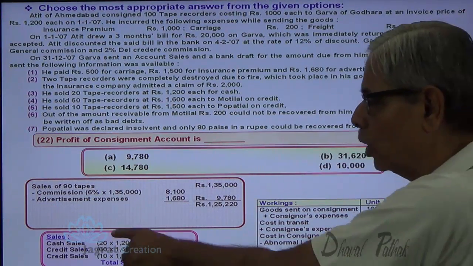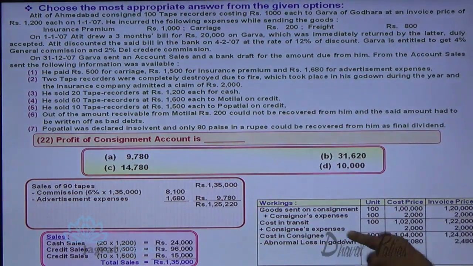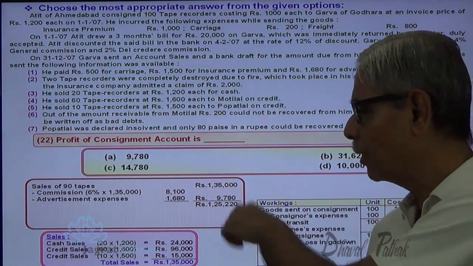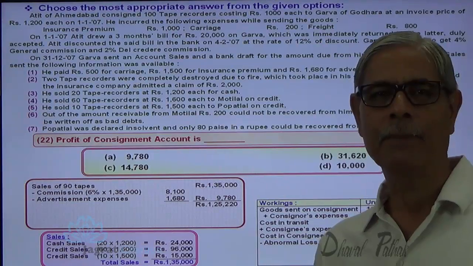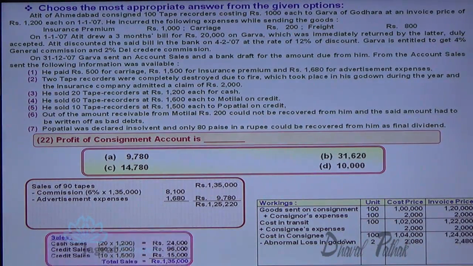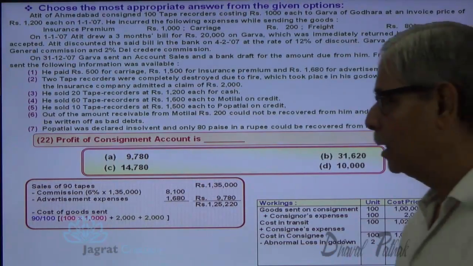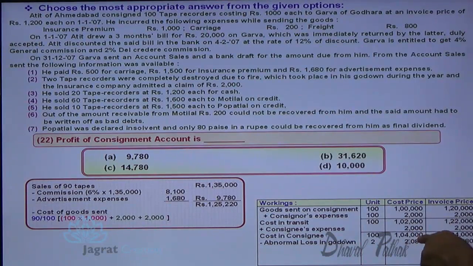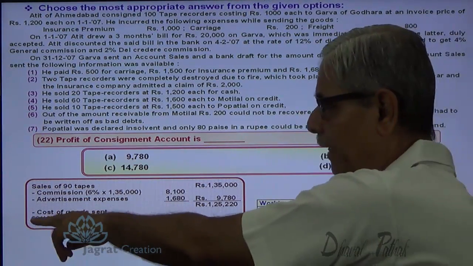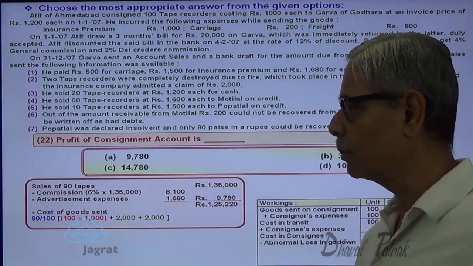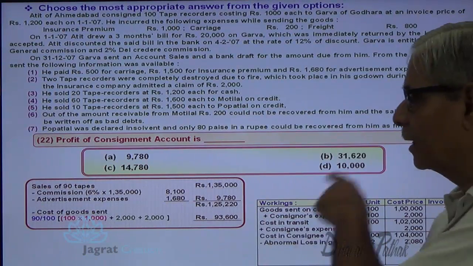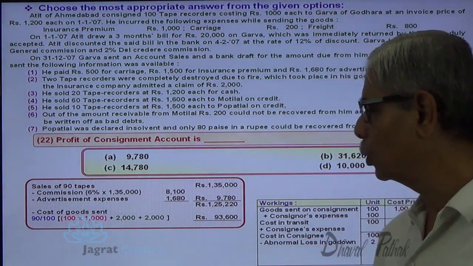From that, as you know, 90 tape recorders are sold. The cost of 100 units is 1,04,000. That is 100 into 1,000 plus 2,000 plus 2,000, giving 1,04,000. So 90% of the cost of goods will be deducted from the sales of 90% of the units. That works out to be 93,600. So sales proceeds minus cost of goods sold.